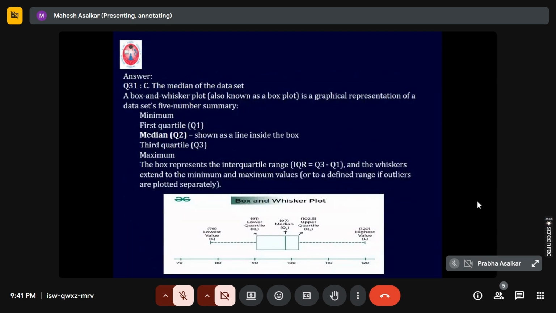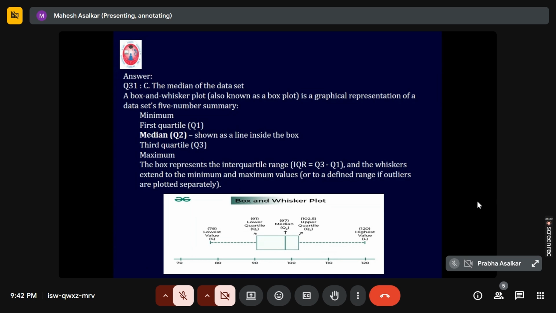Median. Okay, so this is the box and whiskers plot. This is the box. This is one quartile, and this is another quartile. So you have quartile 1 and quartile 3 at the ends of the box. Inside the box, you have the median. Here you have the lowest value, and here you have the highest value. So in question 31, the answer is C, the median of the data set.